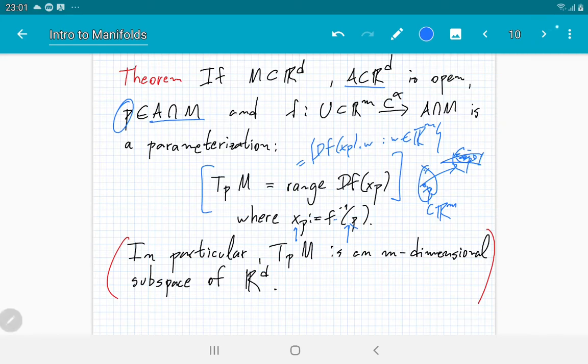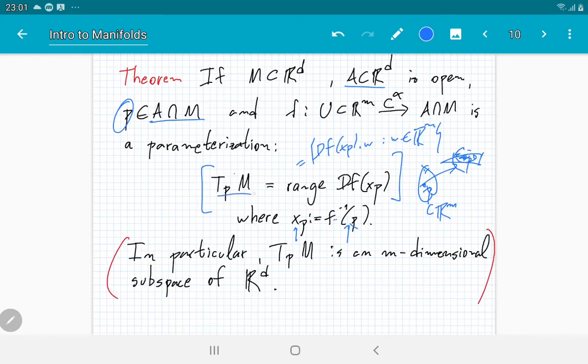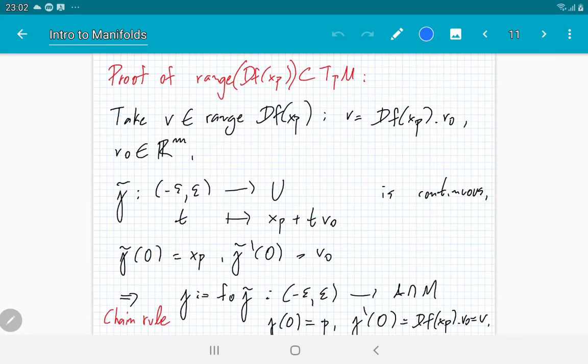Okay, so we're going to prove this theorem. There's an easy direction. We're going to do it in two ways, right? We want to prove the equality of two sets. The classical way to do it is to show that one contains the other and vice versa. And that's the strategy we're going to follow, except that one direction is much easier than the other one. The easy direction is that the range of the derivative is contained in T_P M. How do we prove that?